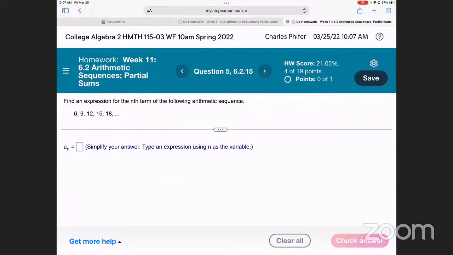Okay. Find an expression for the nth term of the following arithmetic sequence. Let's just confirm quickly that it is arithmetic. Notice that we're adding 3 each time, right? So I think in class, we mentioned something on how to find the general term. Let me see. I think we said that, okay, here, let me take some notes really quickly.